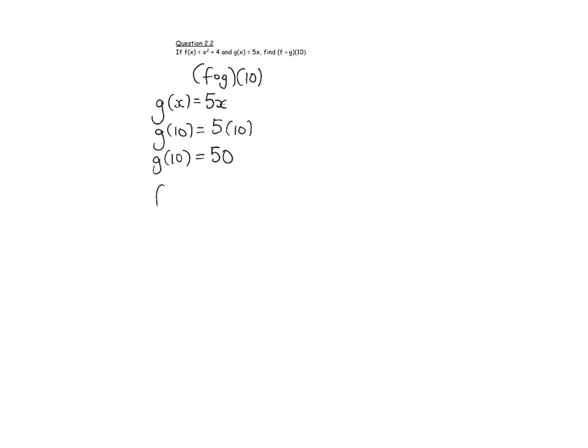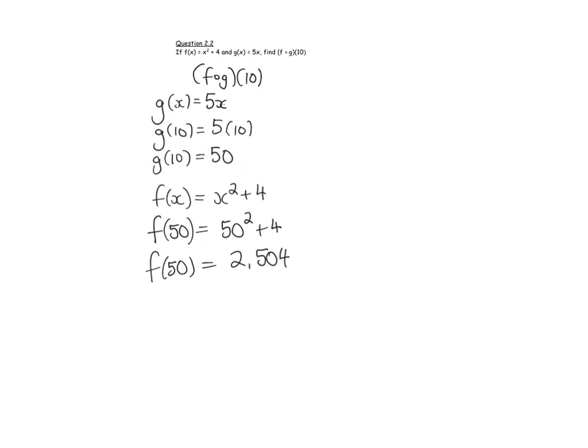Now, the next thing we need to do is f(x), and f(x) is equal to x² + 4. Now, we take the answer from the first one, which was 50, and replace x with it. So then it's 50² + 4. So f(50) is going to give us 2,504.